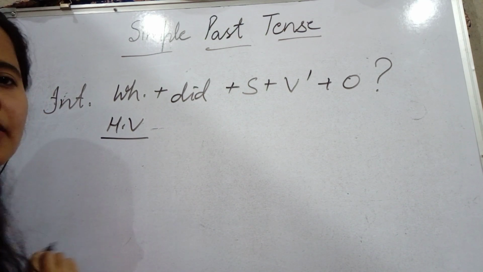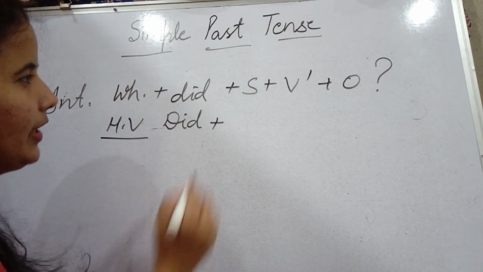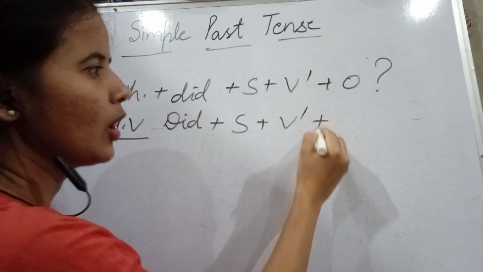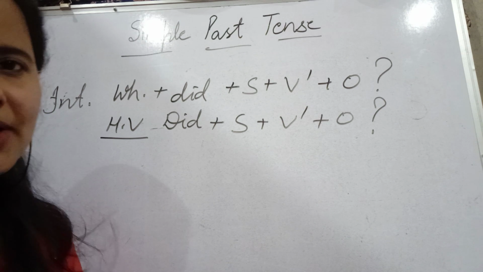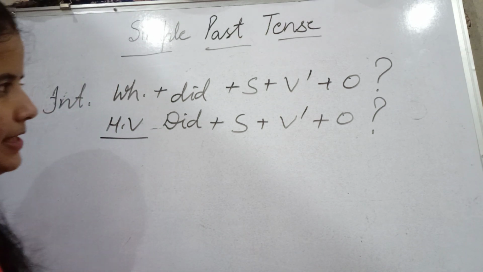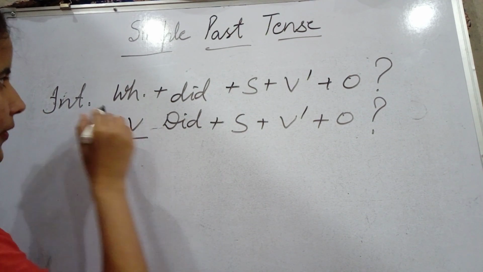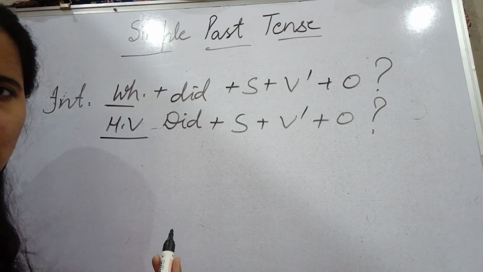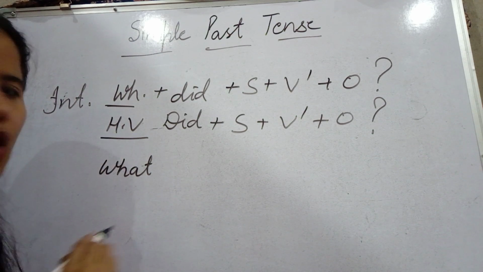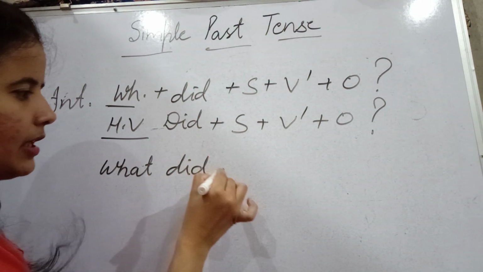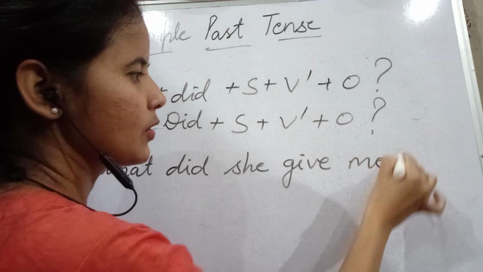And if we start with a helping verb, you just need to write did. After did, you write the subject. After this V1, object, and then the question mark. So these two are the structures of interrogative sentences in simple past tense. So if we form the same sentence in interrogative structure, how will you write it? If you write with a WH word, what was that? Give me a gift. So we can write here, what did she give me?